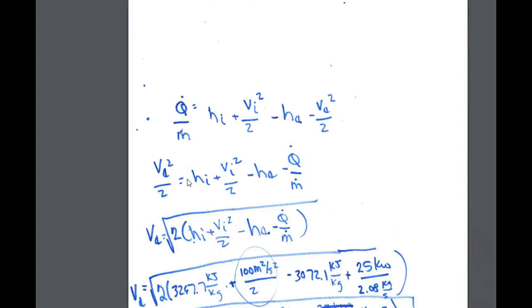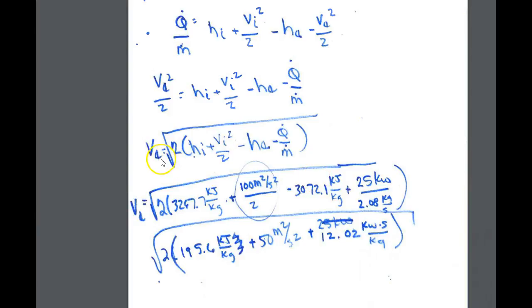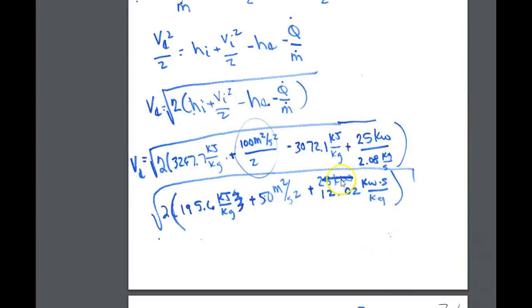All right, so continuing with that thought process, what we want to solve for is the velocity on the exit. So we can bring this term over to the left-hand side of the equation, bring this term over to the right-hand side of the equation, multiply everything by 2, take the square root of the right-hand side, and we have an expression for the velocity of the exit.